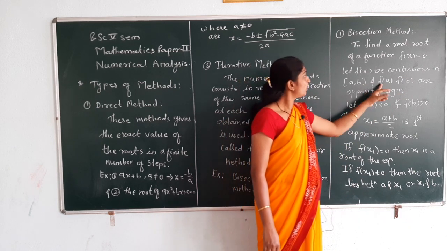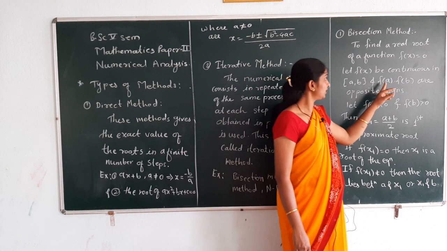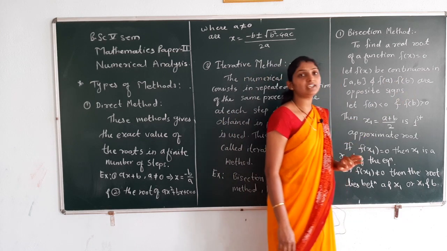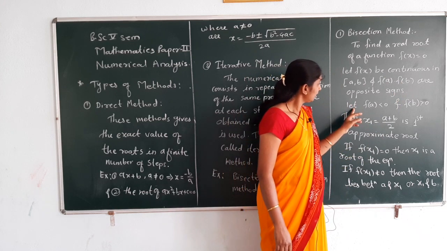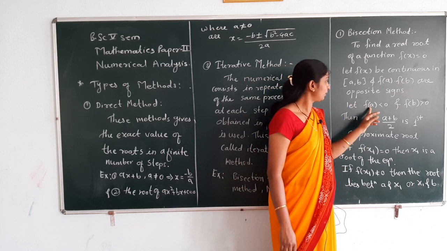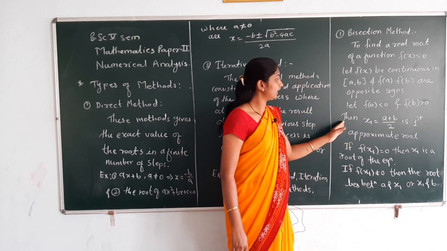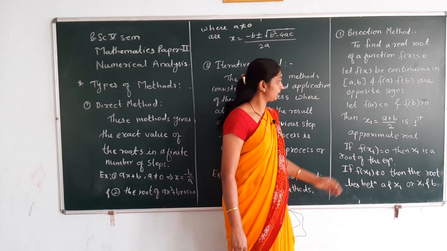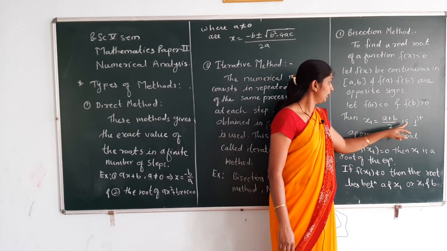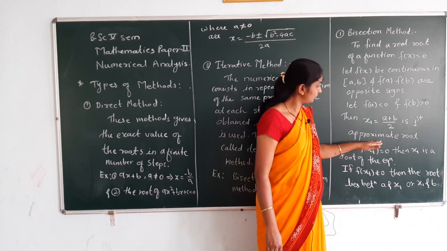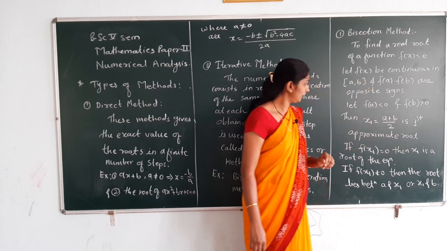values. Both values have opposite signs, that is f of a into f of b is always negative. Then let us suppose that f of a is less than 0 and f of b is greater than 0, then x1 is the first approximate root, that is x1 is equal to a plus b by 2. Here a value is given and b value is also given.